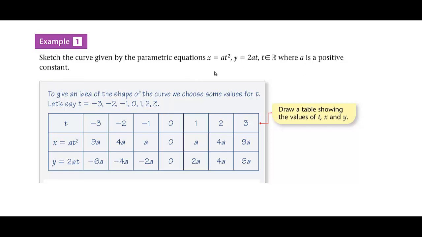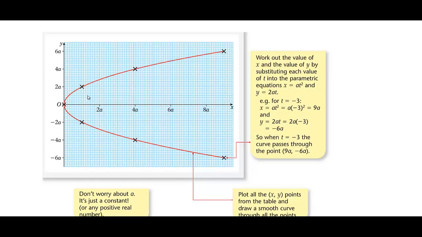What we do here is put different values of t in both the parametric equations. When we put -3 in the equation x is equal to at square, we get 9a, and when we put the same value in the second equation, y is equal to 2at, we get -6a. In a similar way, we get this table. Now with the help of this table, we have x and y coordinates. Using these coordinates, we can plot the graph of these parametric equations, which is a parabola like this.